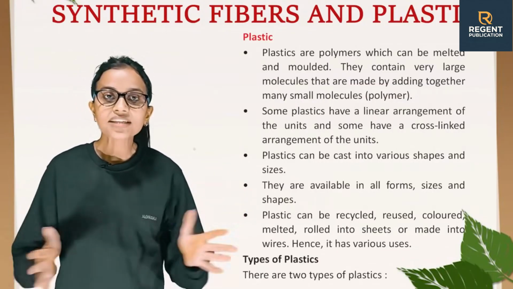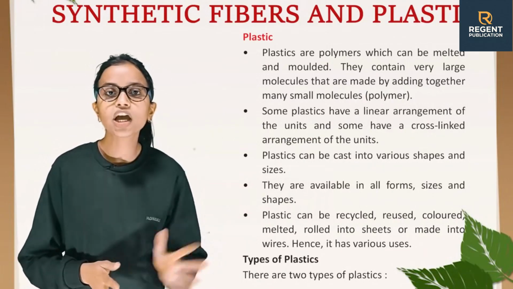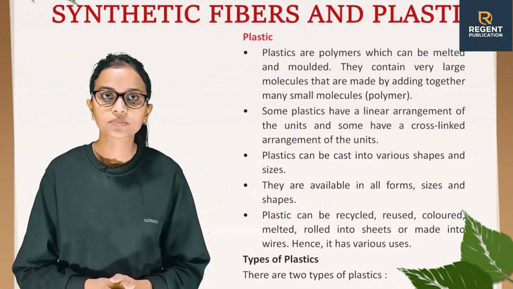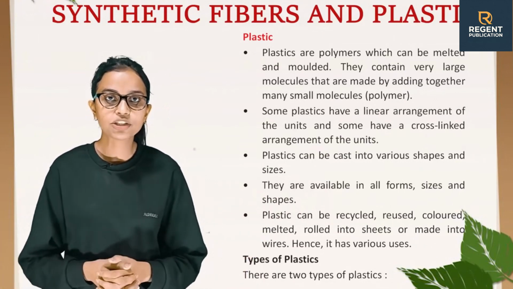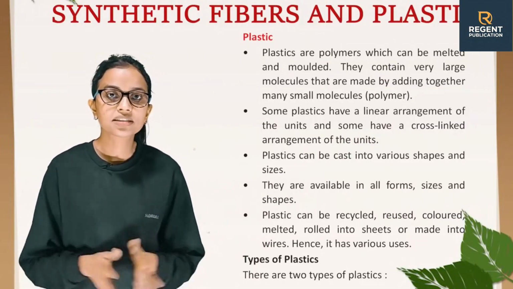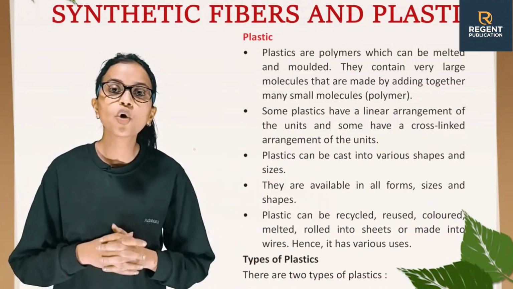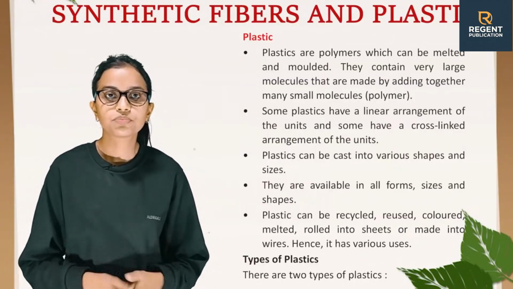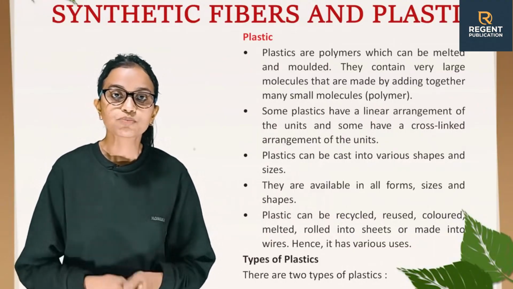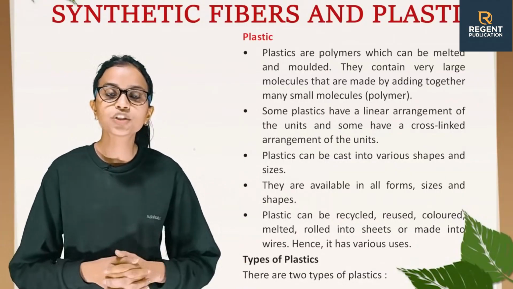Plastic. Plastics are polymers which can be melted and molded. They contain very large molecules that are made by adding together many small molecules, polymer. Some plastics have a linear arrangement of the units and some have a cross-linked arrangement of the units. Plastics can be cast into various shapes and sizes. They are available in all forms, sizes and shapes. Plastics can be recycled, reused, colored, melted, rolled into sheets or made into wires. Hence, it has various uses.